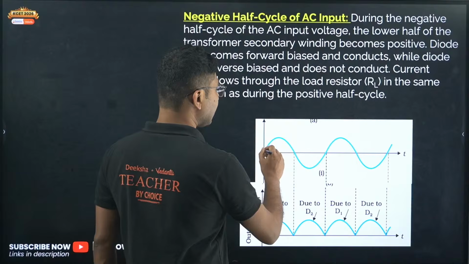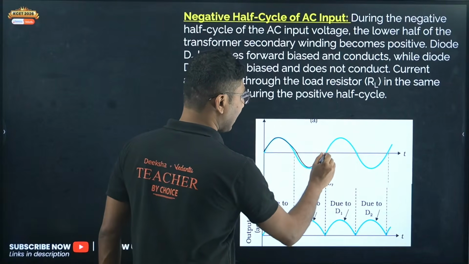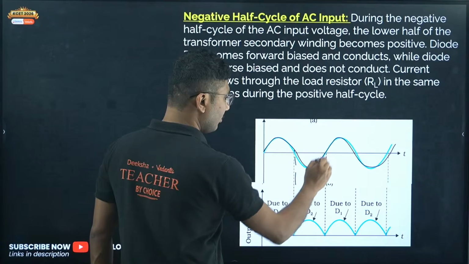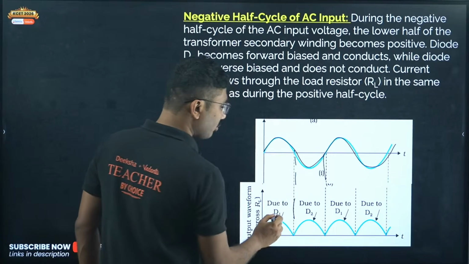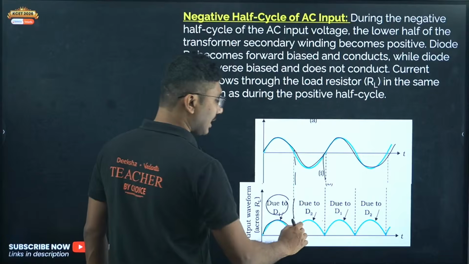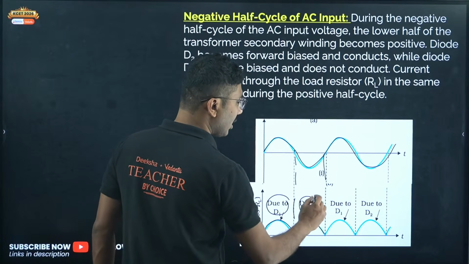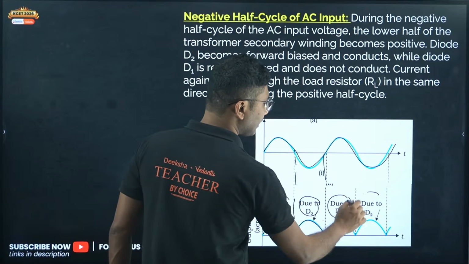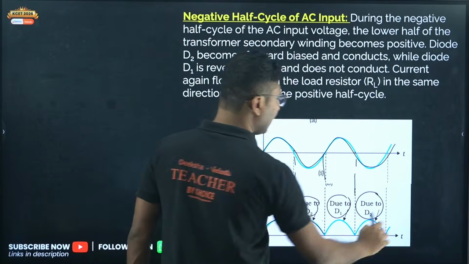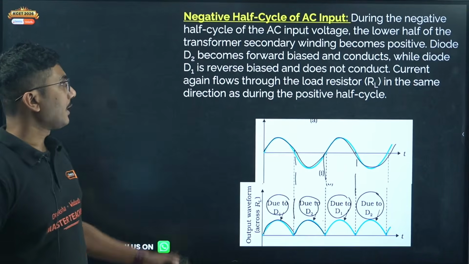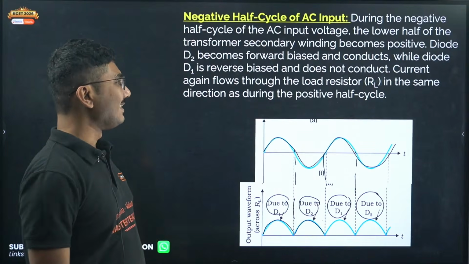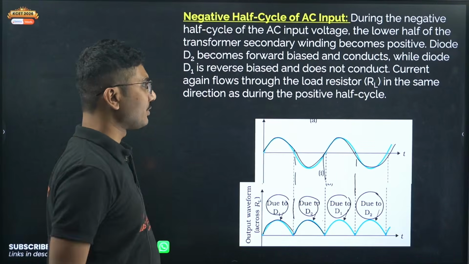Now, only one input diagram is sufficient. This is the input diagram, and for the output, you have to mention that this graph you are getting is due to D1, and this graph you are getting is due to D2. This must be mentioned in the input-output waveform graph, and everything should be linked like this. Current again flows through the load resistor RL in the same direction as during the positive half cycle.